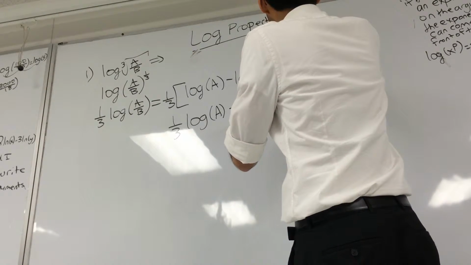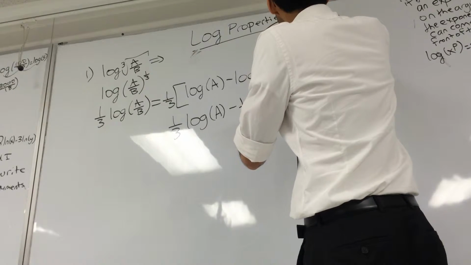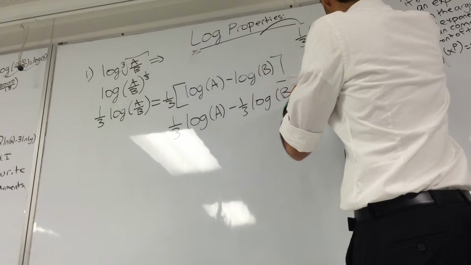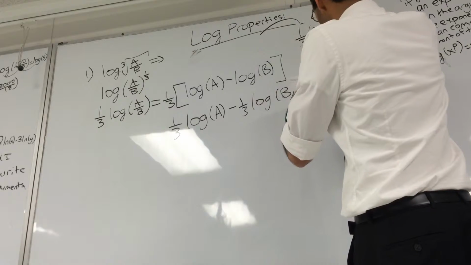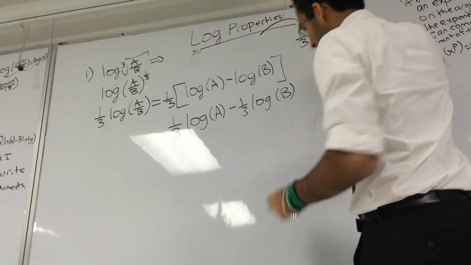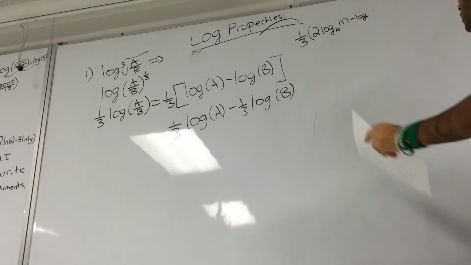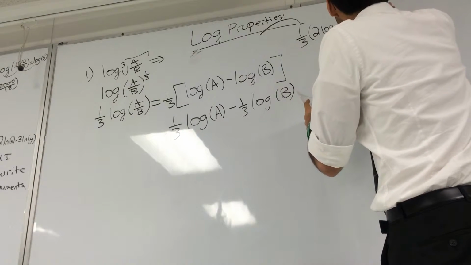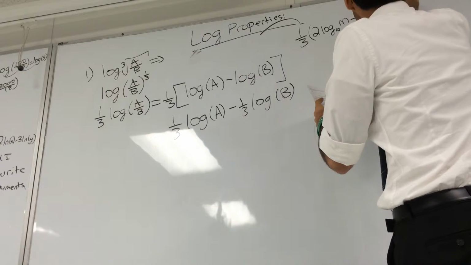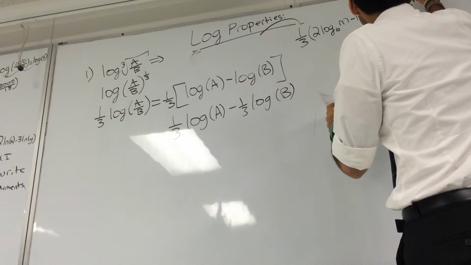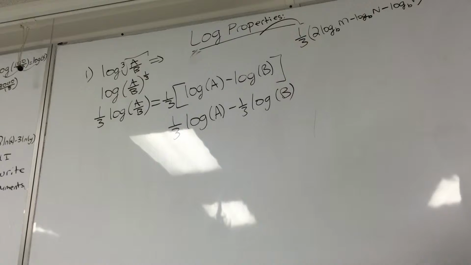1/3 times 2 log base B of M minus log, let me erase this, log base B of N minus log base B of P. And the goal is to contract each of the following until they're one logarithm and simplified as much as possible.